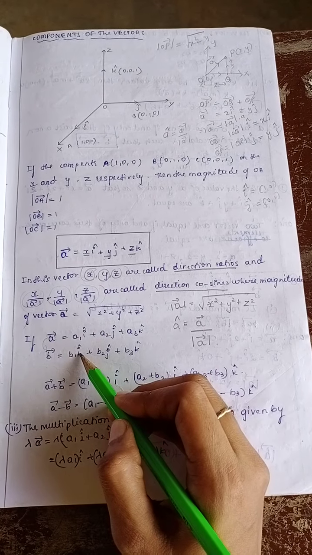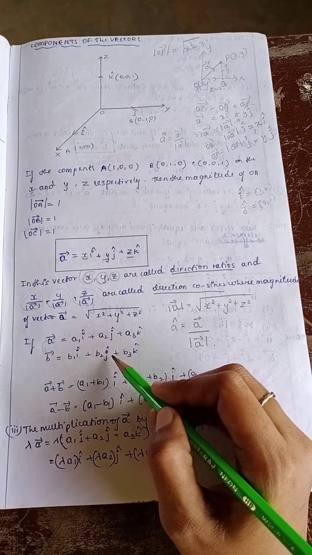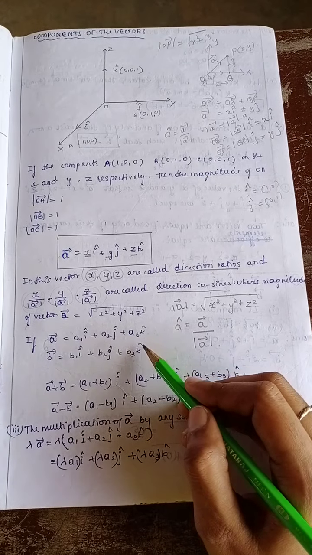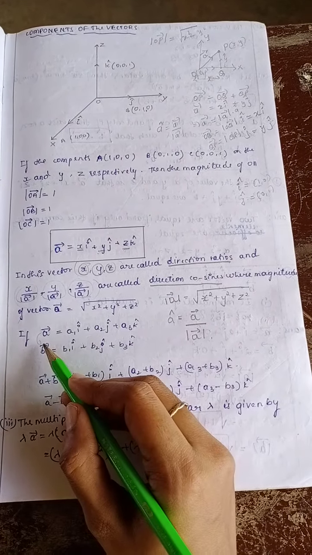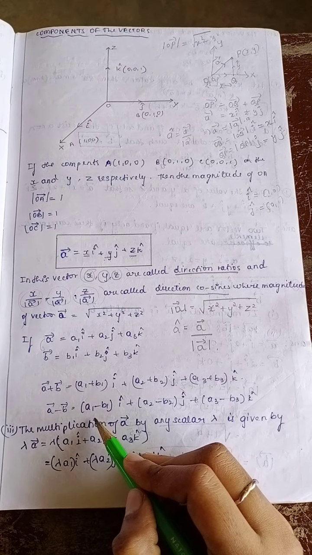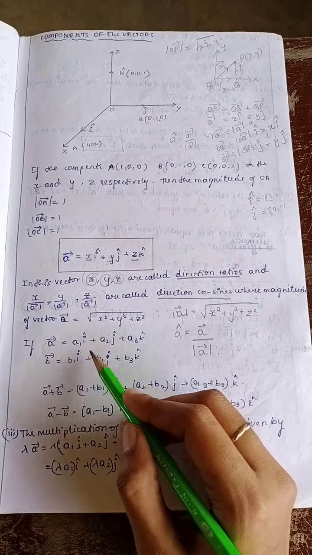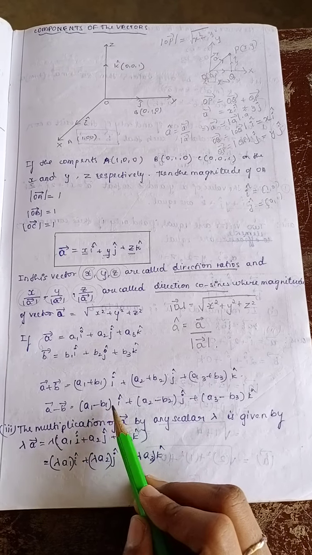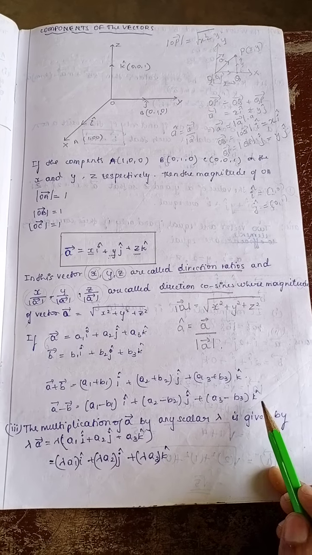Here i cap is the unit vector, we are adding the scalar components a1 and b1. Here j cap is the unit vector, we are adding the scalar components a2 and b2. Here k cap is the unit vector, we are adding a3 and b3. While subtracting the two vectors, we are doing the same, we are subtracting the scalar components of the corresponding unit vectors. That is, vector A minus vector B is equal to a1 minus b1 into i cap plus a2 minus b2 into j cap plus a3 minus b3 into k cap.